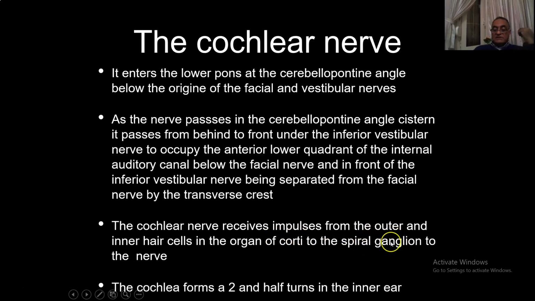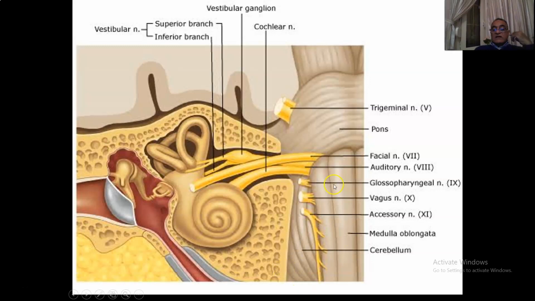The other one was Scarpa's ganglia. This is the spiral ganglia for hearing to the nerve. And remember also that the cochlea forms 2.5 turns in the inner ear. So let's see what we said right now.